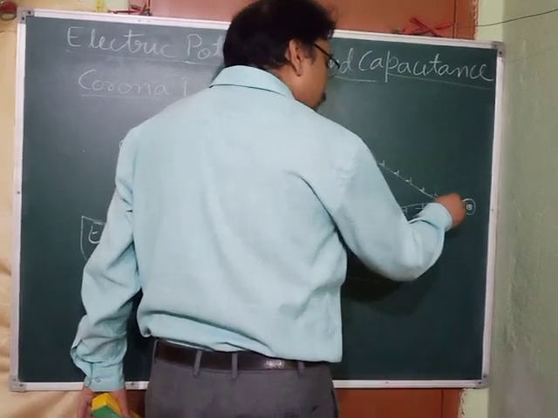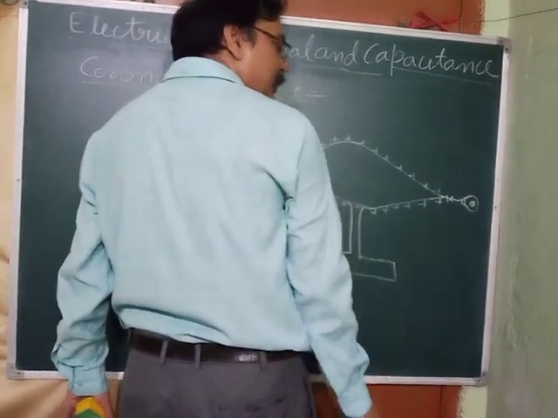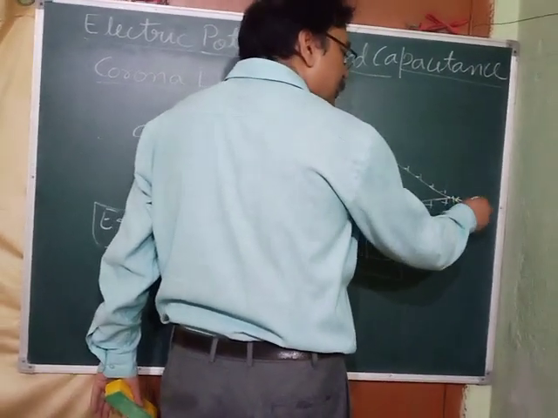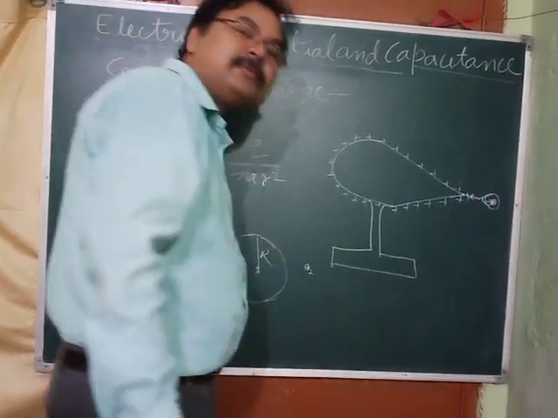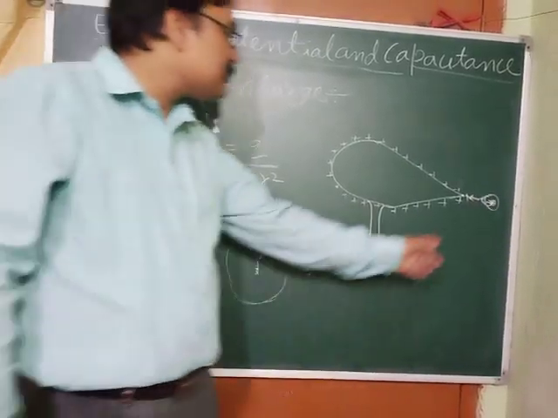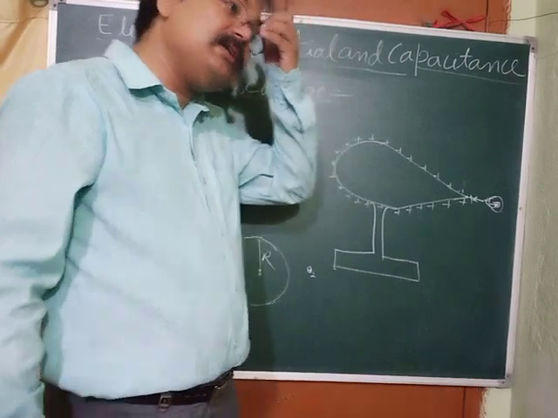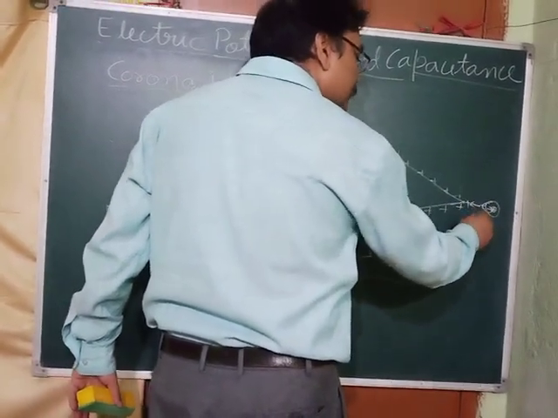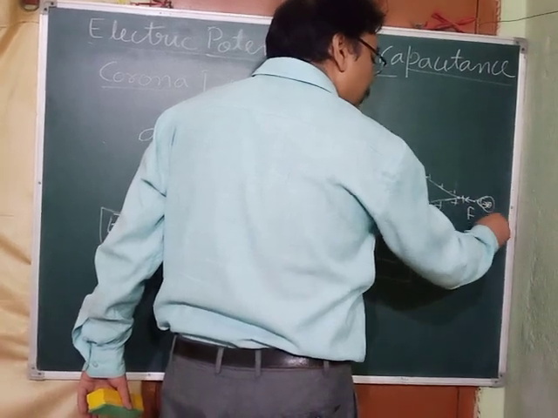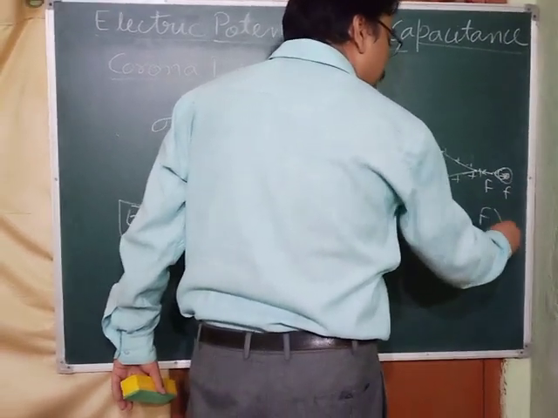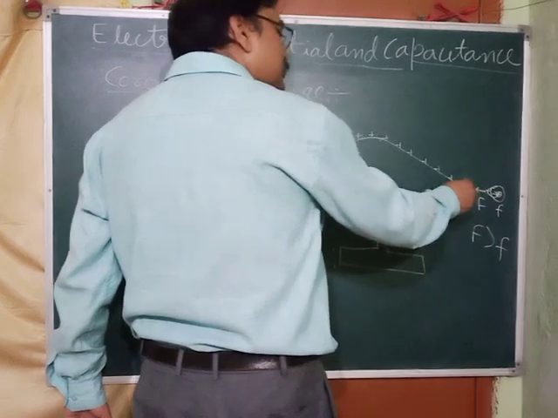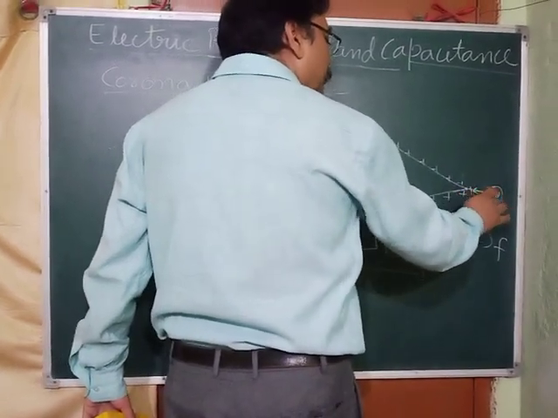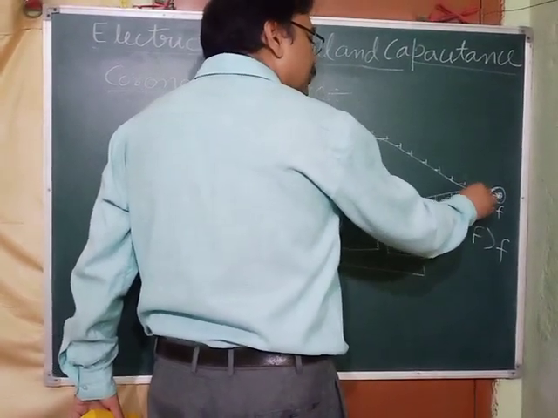Now this electron will be pulled by the strong electric field here, and it will also be pulled by the nucleus. As this electric field is very strong, what will it do? It will pull this electron out. This is force F, this is force small f, suppose. As F will be greater than small f, it will pull out this electron, and this electron will leave from here and come and sit over here on this positive charge.